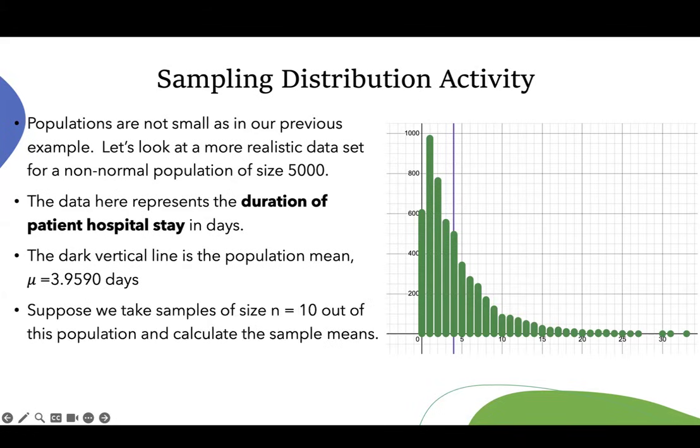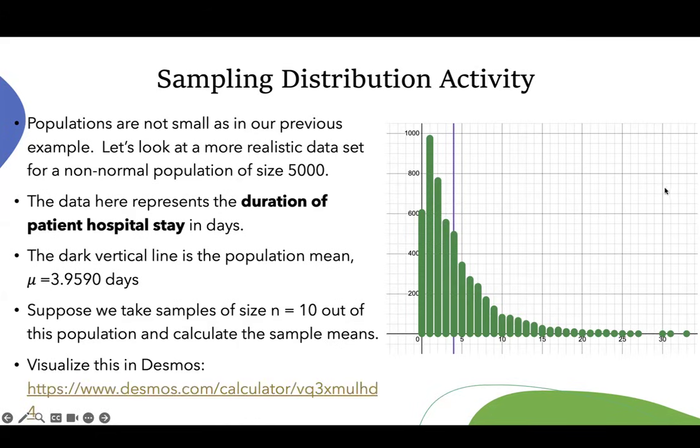So I'm going to say we randomly select 10 items out of the population, and from that randomly selected sample, I want to calculate the sample mean. DESMOS can do this for us. So I'm going to go over to DESMOS and show you what happens if we randomly pick 10 items out of the green data and calculate the mean of those 10 items.